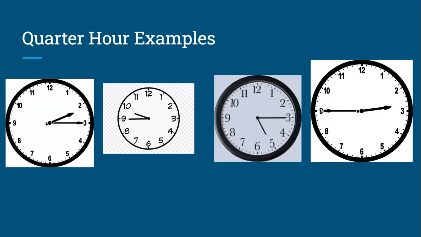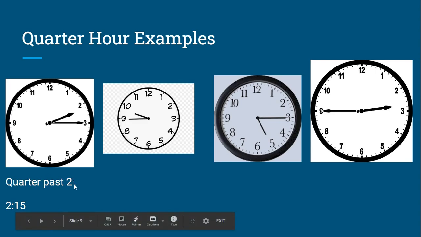All right, we're going to do some examples on this slide of 7:15 and 7:45. So this first clock shows 2:15. This next clock shows us 9:45.